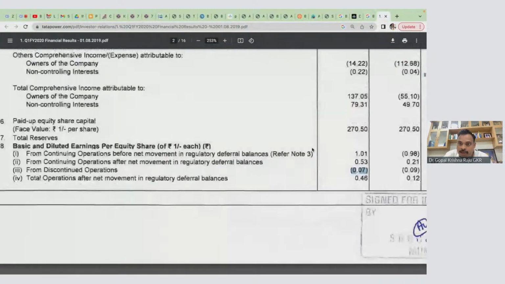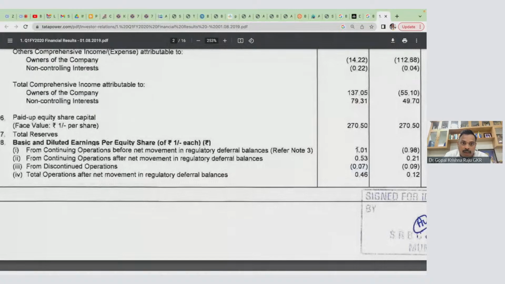So, this is your amount before net movement. This is after net movement, because you are committed to deferral. You make a surplus, then the regulator. You are committed to a regulator, so you have to pay to the regulator also. So that particular part is before regulatory deferral balances. Deferral means you pay later. So you subtract that, you get 0.53. From 0.53 you subtract 7 paisa, it is 46 paisa.